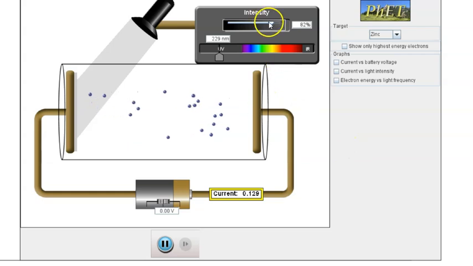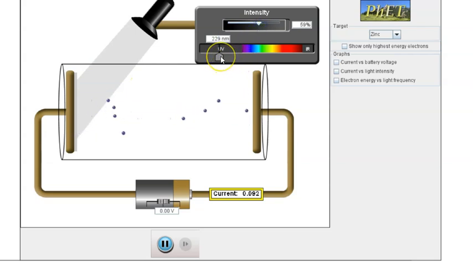So if I just go back to what it was before, I can lower the intensity. So I have fewer photons per second being shot onto the metal. I now have fewer electrons being released by the photoelectric effect, but the maximum kinetic energy of these electrons has not changed. That's a really important point.